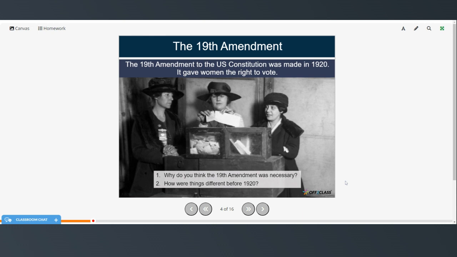All right, so the 19th Amendment to the U.S. Constitution was made in 1920, and it gave women the right to vote. And why do you think the 19th Amendment was necessary? Well, before that time, women didn't have the right to vote. And how were things different before 1920? There were some other requirements for voting, like land ownership and things like that, but we'll learn a little bit more about that as we go along.